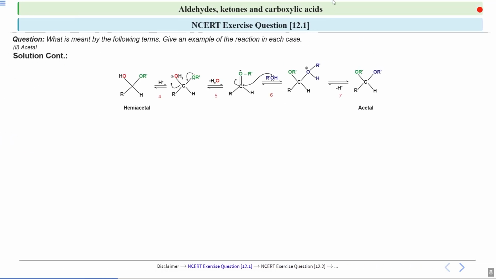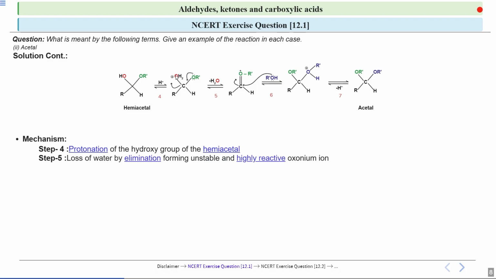Now we will see how from a hemiacetal we get an acetal. Let us talk about the mechanism. What happens in the next step is that the hydroxy group of the hemiacetal gets protonated. This means a hydrogen ion, that is H plus, is added to the oxygen atom. What happens when this oxygen gets protonated? It becomes a better leaving group. So now this group can leave easily.